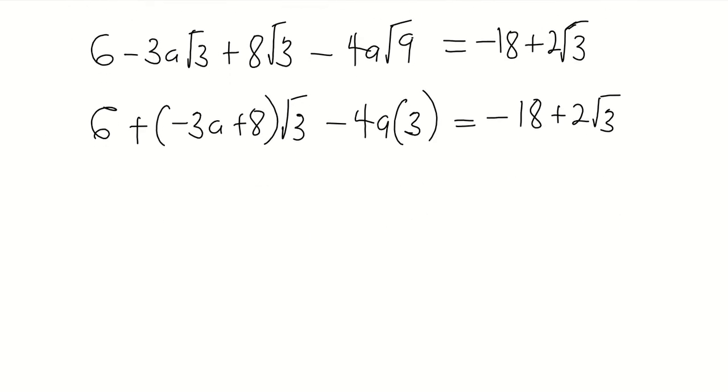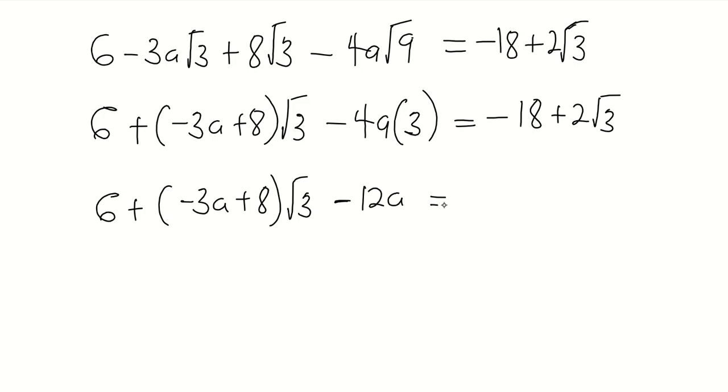Now we continue, and we can see that we can multiply 4 and 3. So before that, we have to write our 6 plus, we can have here as minus 3a plus 8 square root of 3, which is equal, so minus, now 4 times 3 gives us 12. So we have 12a, which is equal to minus 18 plus 2 square root of 3.